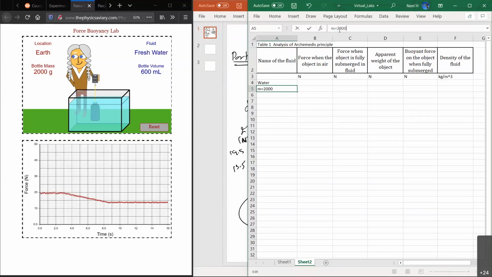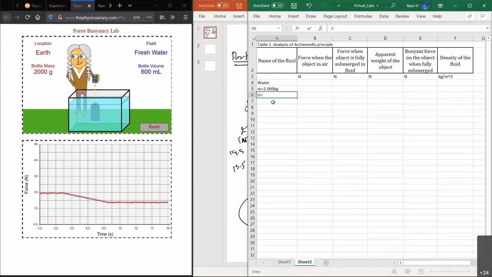2000 grams, you can write in SI units: 2.000 times kilogram. And then volume V, which is 600 milliliters. Remember, that is not the right unit, so you have to convert that unit.